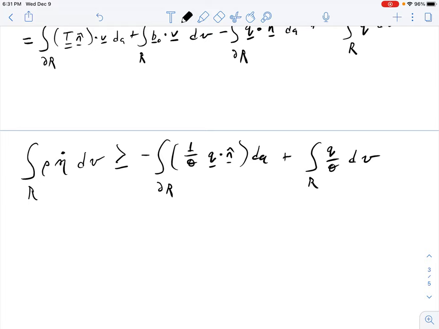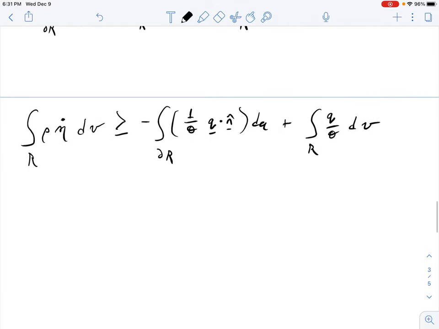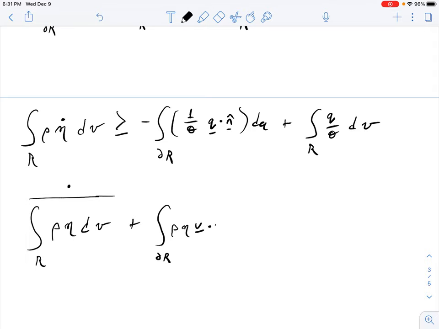All right, so we'll do our normal thing to the left-hand side for control volumes, and we have that the time derivative of the entropy contained within that control volume plus the flux out of entropy by convection is greater than or equal to that whole thing there. Let's squish things together a little bit.